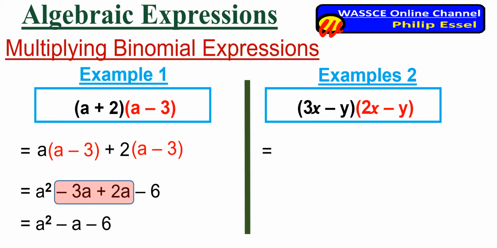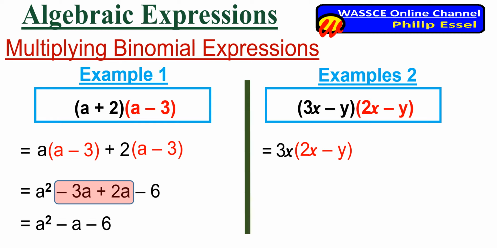So as usual, we would have to take the first term of the first binomial expression. The first binomial expression is 3x minus y. Its first term is 3x. So let's write that down. We would multiply this 3x by the whole of the second binomial expression, which is (2x - y). Let's do that.